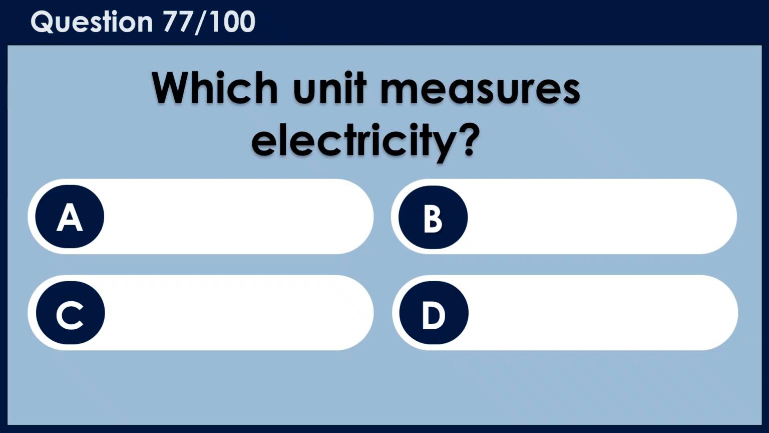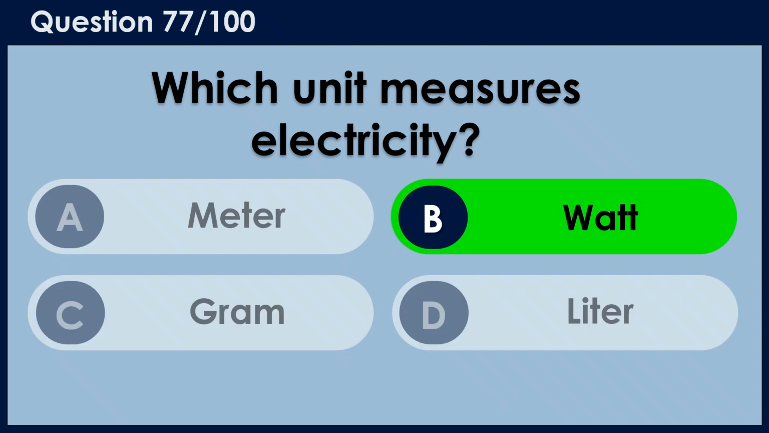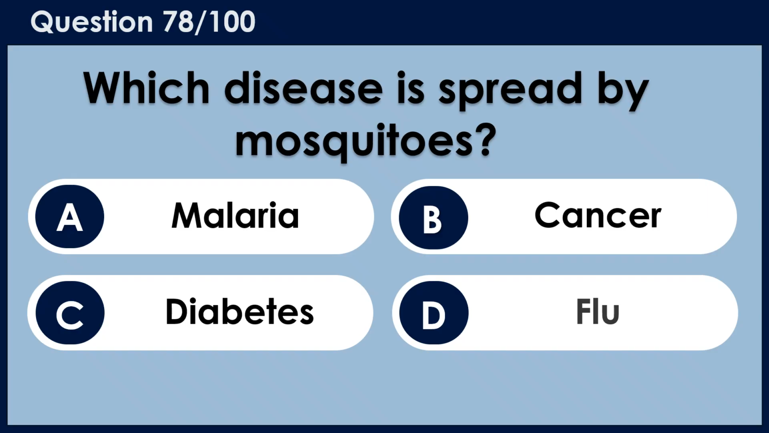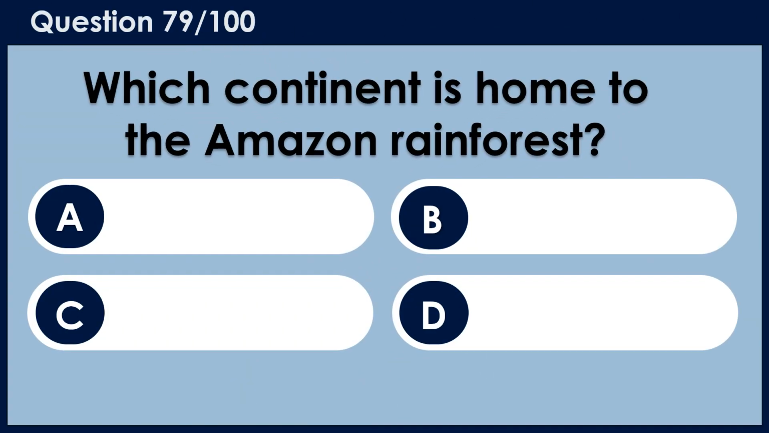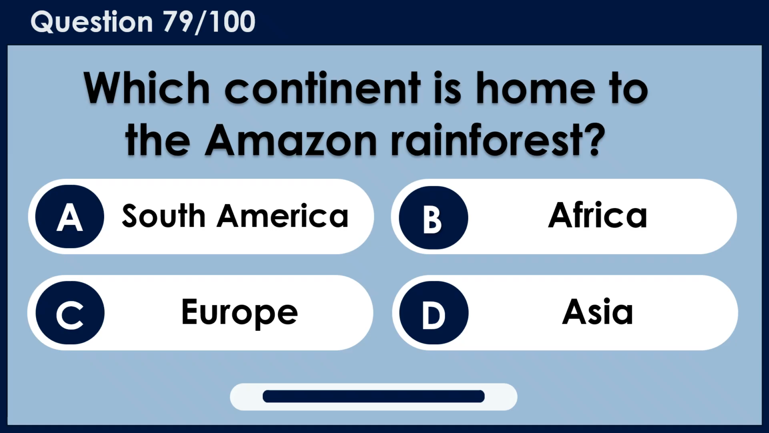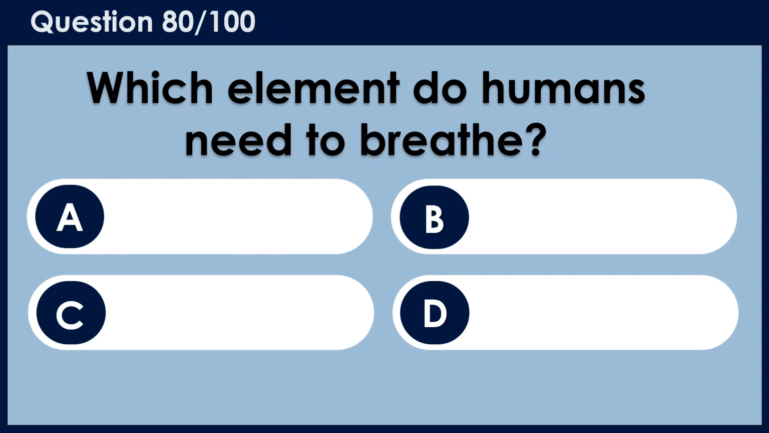Apple. Which unit measures electricity? Watt. Which disease is spread by mosquitoes? Malaria. Which continent is home to the Amazon rainforest? South America. Which element do humans need to breathe?